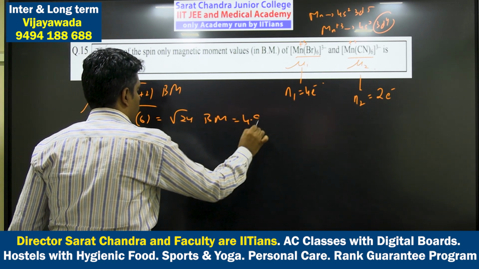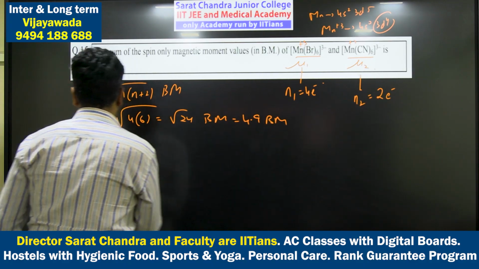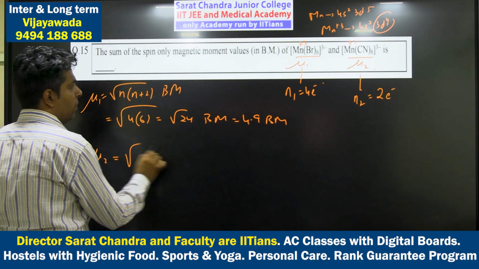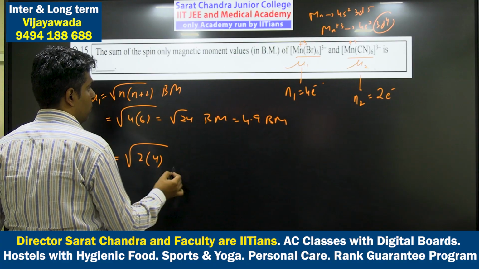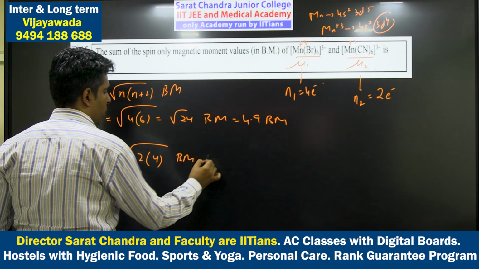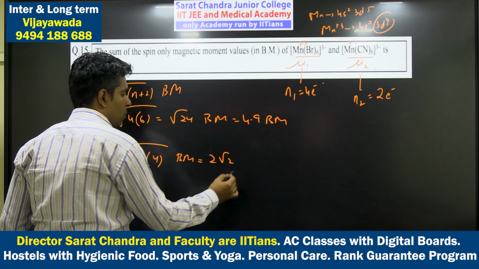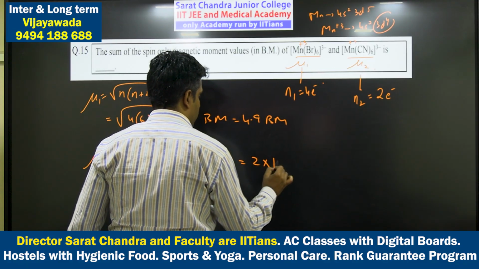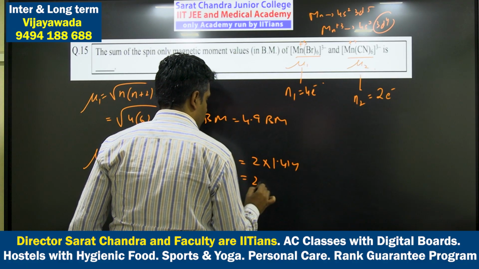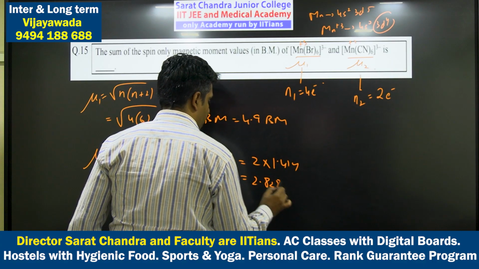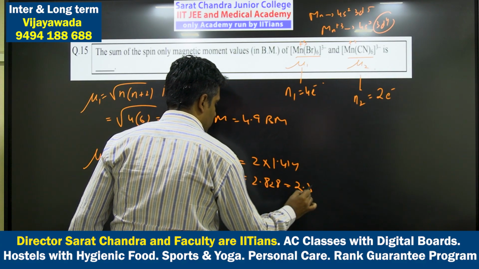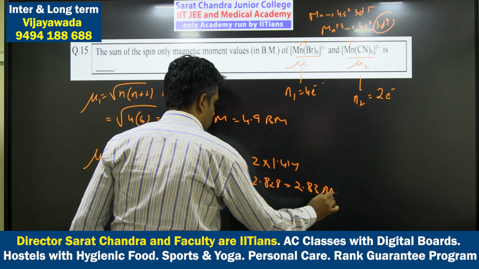You can write down 4.9 Bohr magneton. And the dipole moment in the second case will be root of 2 into 4 Bohr magneton. So root 8 will be 2 root 2. Root 2 is 1.414, so 2.828. You can round off to 2 decimal places, 2.83 Bohr magneton.